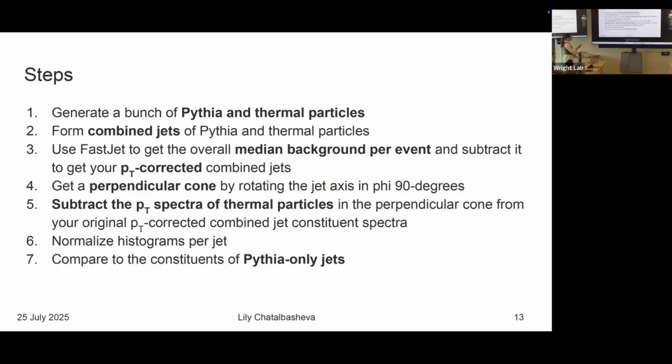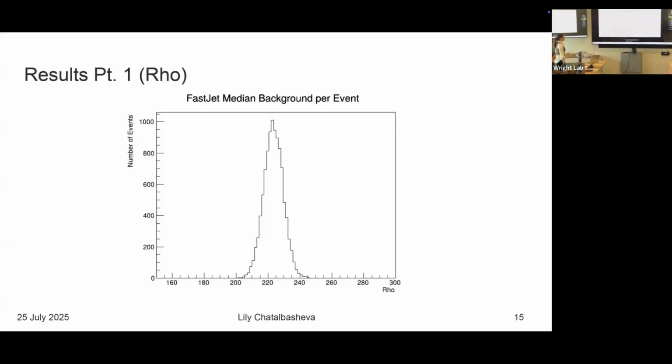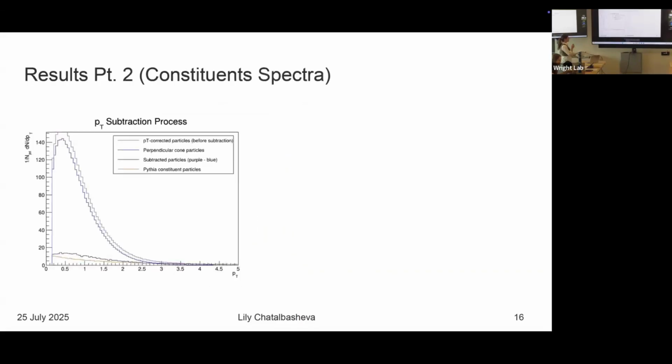So now the question is, can we recreate Pythia only jets? Like, how effective is their background subtraction? So the first thing that I wanted to show, and there's nothing particularly exciting about this graph, is just the fast jet median background per event that we get. So this is around 220 GeV per event. So it's quite large, as you can see, and most of our jets are actually uncorrected for. So this is why the very first step is just to correct for thermal background per jet.